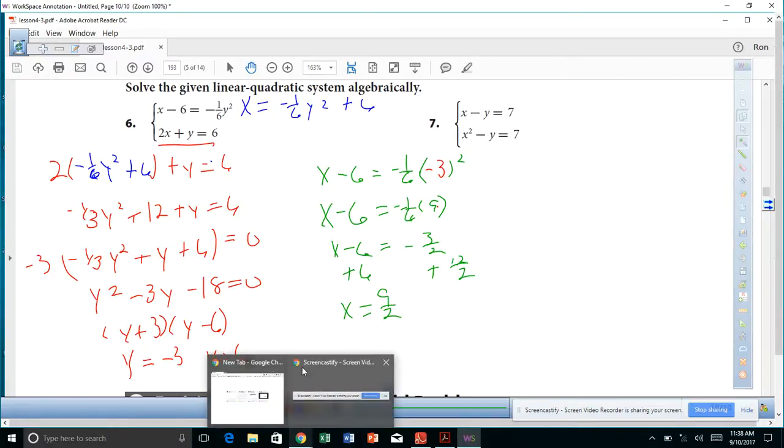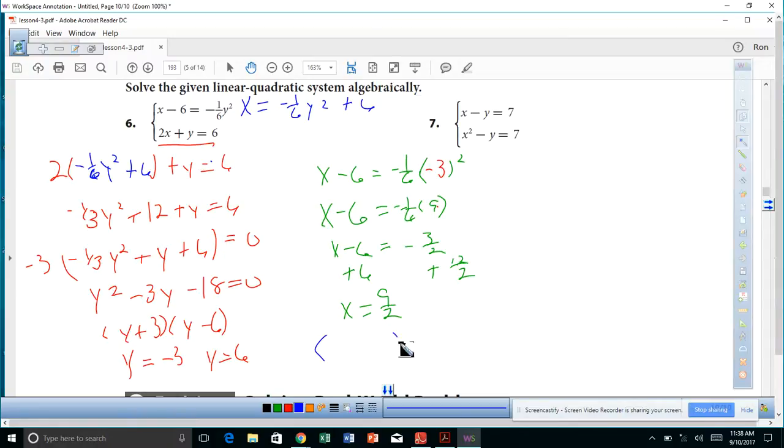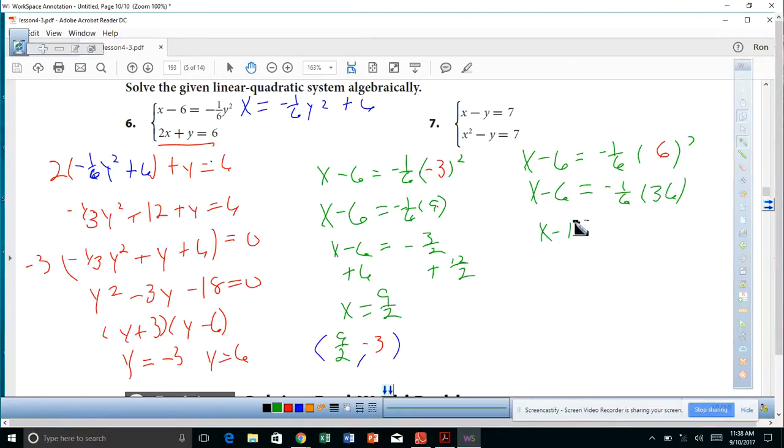All right, so one of my solutions here is going to be 9/2 and negative 3, and let's find the other solution. I've got x minus 6 equals 1/6 times y squared, and I'm going to put that 6 in there. Okay, so what do we got? We've got x minus 6 equals 1/6 times 36. Well, it's going to give you x minus 6 equals, let's see, 36 times 1/6, that's 6, isn't it? Negative 6, is that right? Okay, good. So now let's add 6, and we got x equals 0.